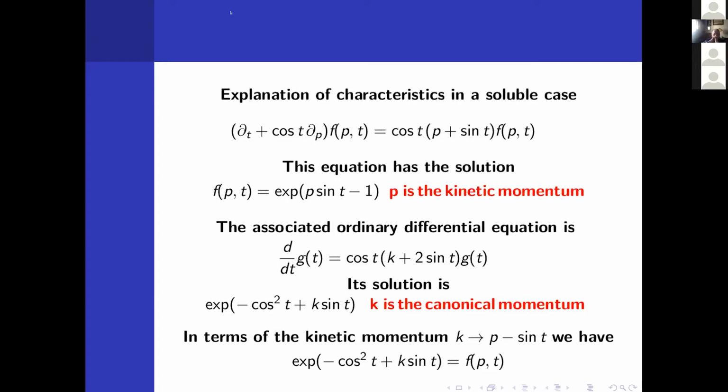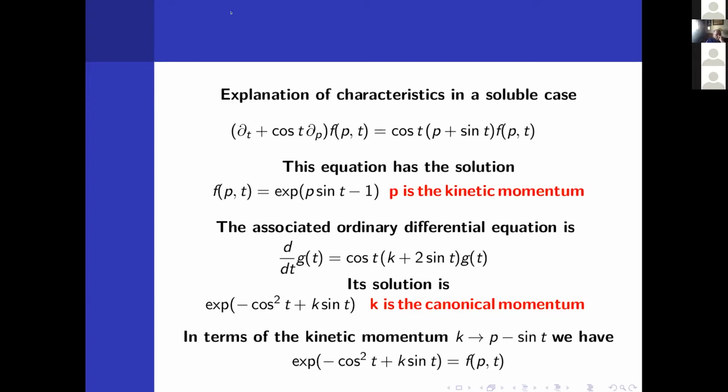Now we have to go back to our variables, to the kinetic momentum. So instead of K in the solution of the ordinary equation, we substitute P minus sine T. What we get is that sine squared and cosine squared combine to give minus one, which was present in the original equation. And the rest gives us already the function. So there is this method which is now being used by us to produce solutions.